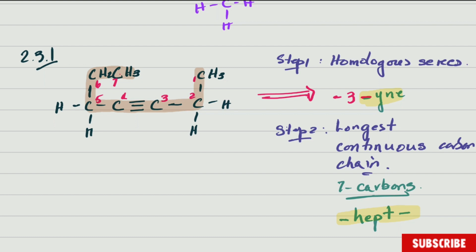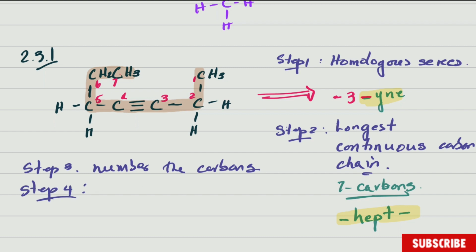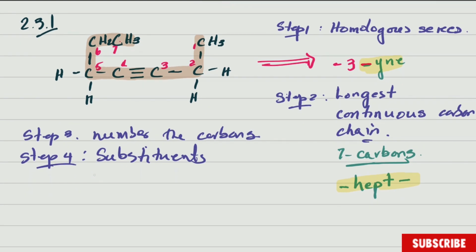And that one was step 3. I'm going to write here, number the carbon. Step 4, and I'm going to write substituents. When I mention substituents, guys, this one could be, for instance, halogens. It could be methyl. It could be ethyl. Those are examples of substituents.